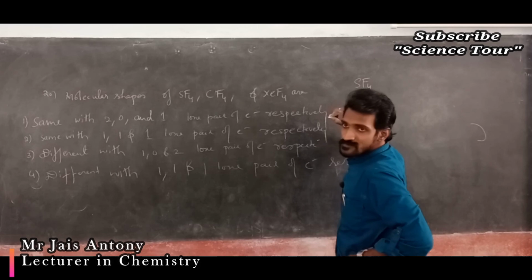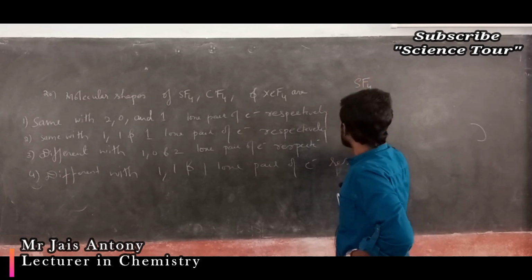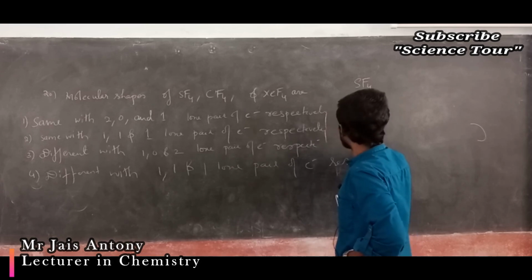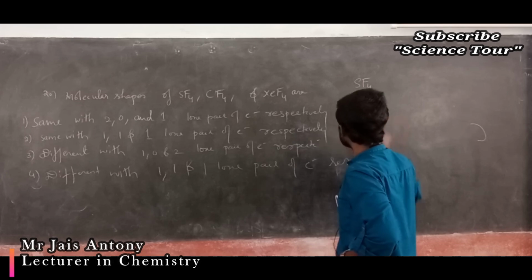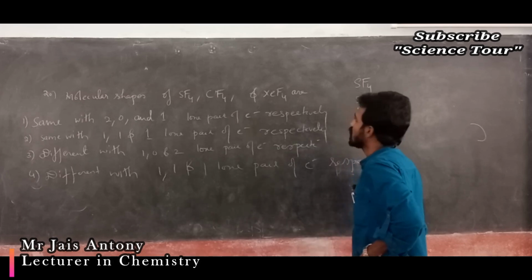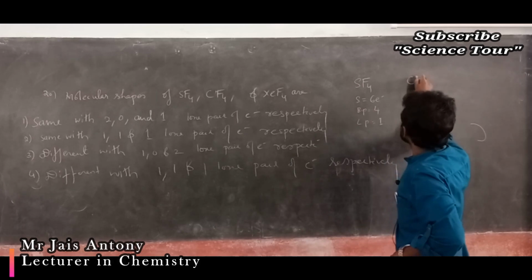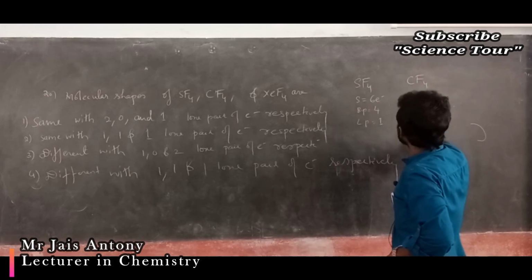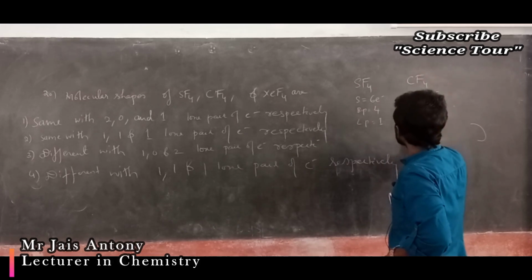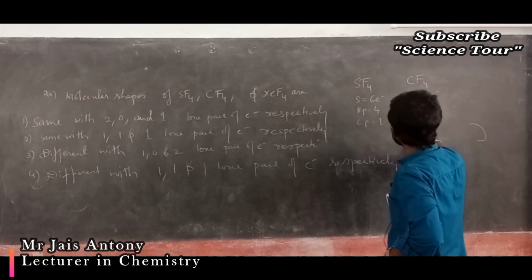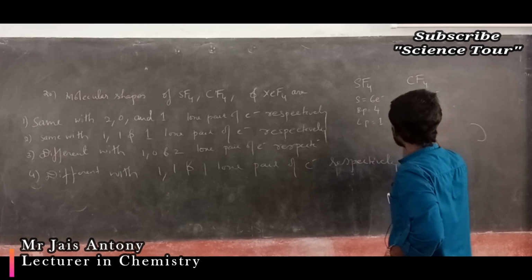SF4, sulfur is the central atom. The central atom has how many electrons? Sulfur has 6 electrons. So 4 bond pairs. Lone pair, my dear students, is 1. Over. And next is CF4. Carbon is the central atom. Carbon has 4 valency electrons, bonded with the 4 fluorine atoms. 4 bond pairs is 4. Lone pair is 0.